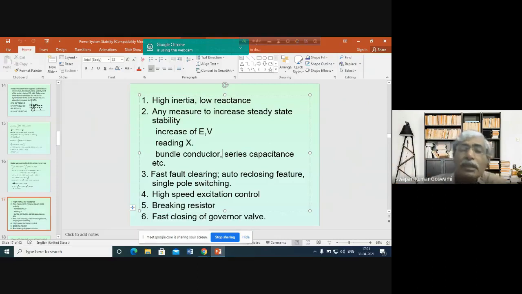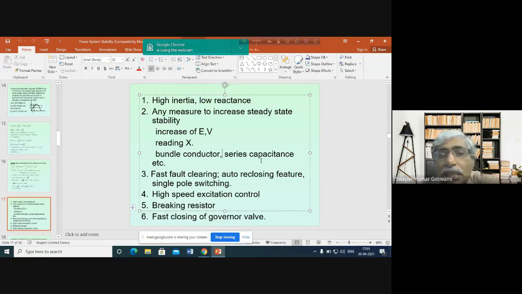So bundle conductor is one method by which the steady state stability limit may be improved, though the basic purpose of using bundle conductor is not to improve the stability. The basic purpose is to avoid corona. But the improvement of stability limit, that means reduction of series reactance, we are getting as a byproduct. Okay, so this helps us in maintaining stability as well.